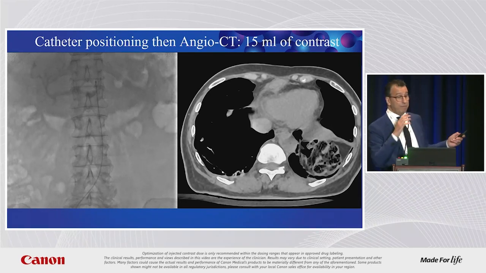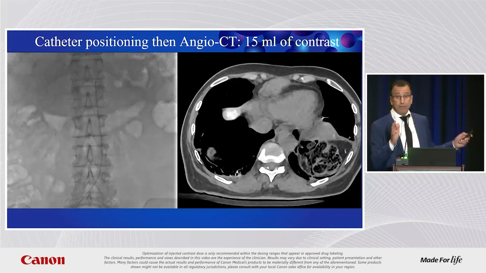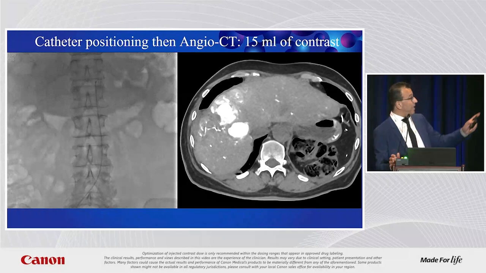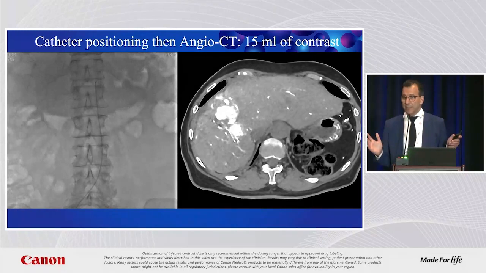In this case, again, we begin with angio to see where we are. So I have my angio suite. I do my arterial injection, 15 mils, and look at the Mets. I think you cannot miss it here.